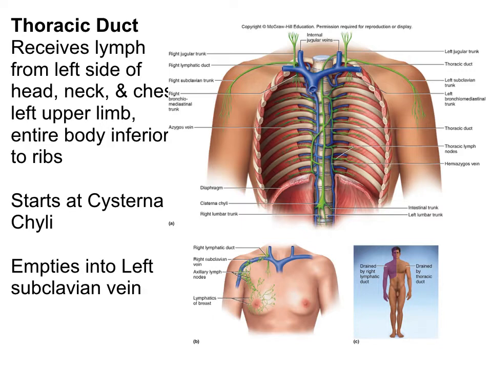Now the thoracic duct basically receives lymph from everywhere else. So it's receiving lymph from the left side of the head and neck, the left upper limb, the left side of the thoracic cavity, and all of your structures located inferior to the diaphragm.